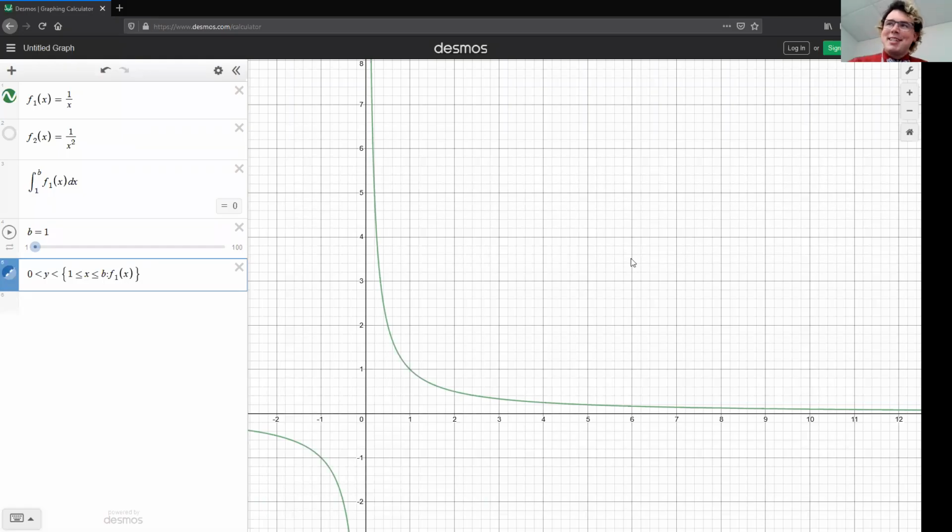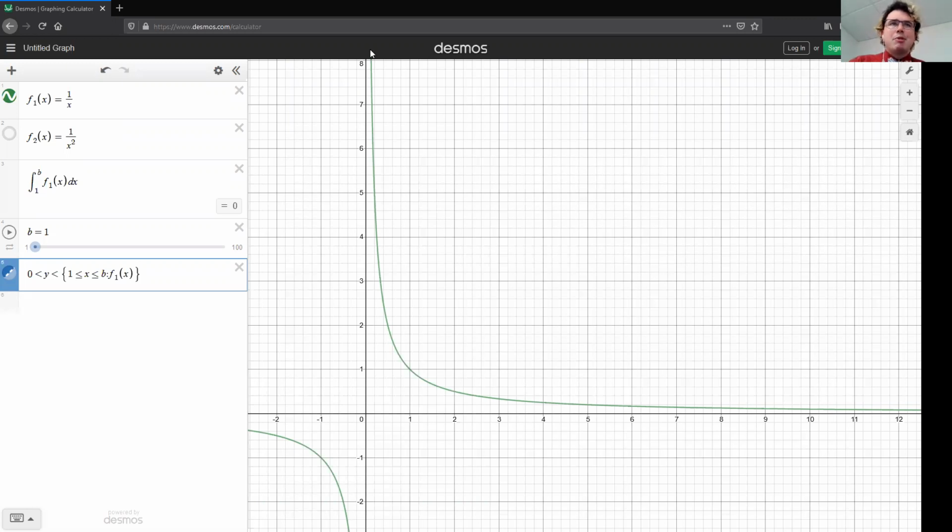We are going to skip ahead a little bit to section 6.6 in the textbook. This is the chapter on improper integrals. Now, to motivate this, I want to look at the graphs of two different functions.